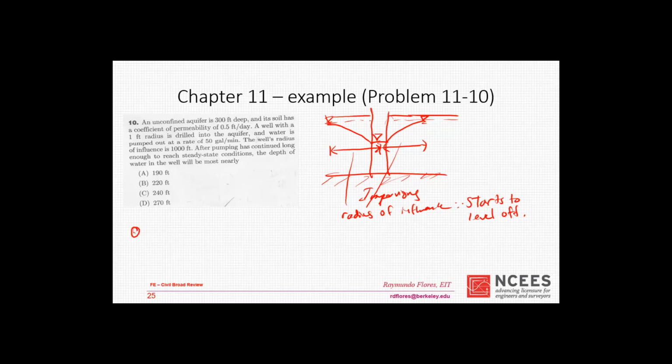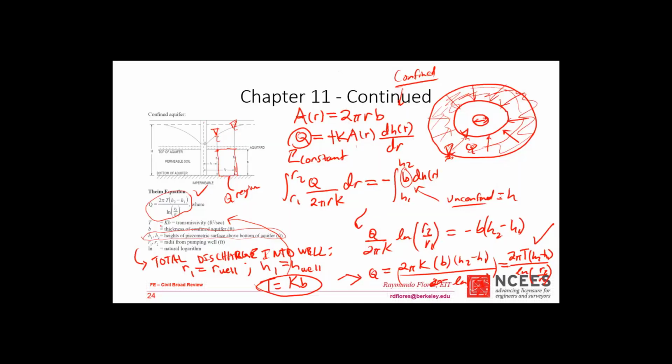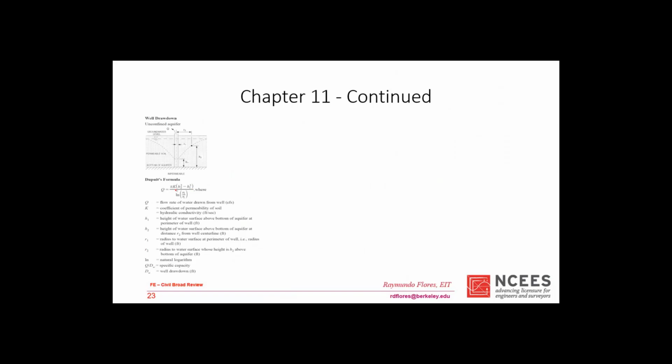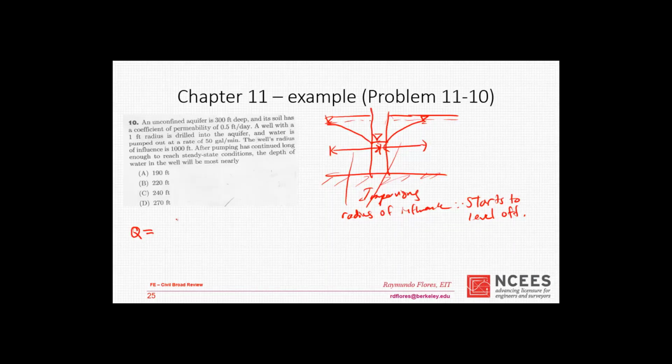So if we use the equation, Q equals, if you go back, this was the equation right here, because we're using unconfined. So pi k (h2 squared minus h1 squared) divided by what? ln of r2 over r1. So this is simply pi times, and they give you permeability, 0.5 feet, and we have to be consistent with units, so just try your best with that.